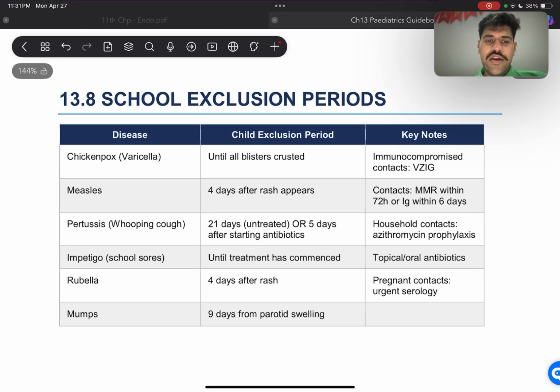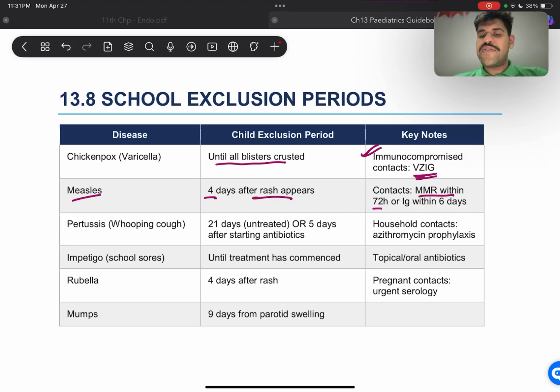All right, now coming up to the school exclusion criteria. This is just a small summary. We have an amazing chart, amazing diagram in the Telegram group. You guys can check it out for free, and it's one of the best ones to remember because it also has images. So for chickenpox, varicella, we exclude until all blisters have crusted, and for all of the immunocompromised contacts, we give them VZIG.